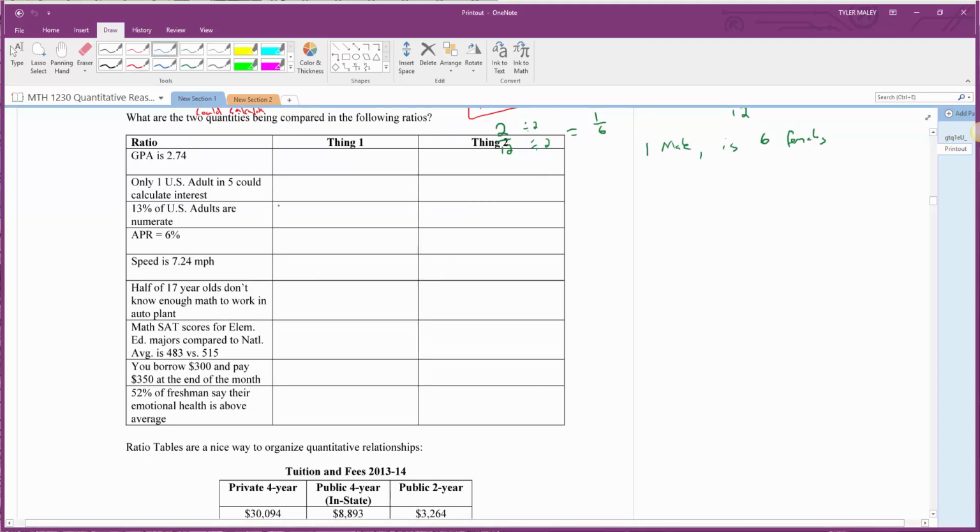Alright, so we were on row 2, right? So this would be U.S. adults who could calculate interest, right? So U.S. adults who could calculate interest. And then the second thing that we're comparing are all U.S. adults.